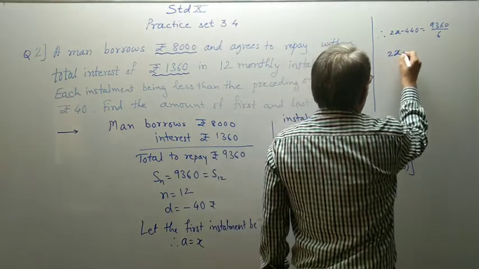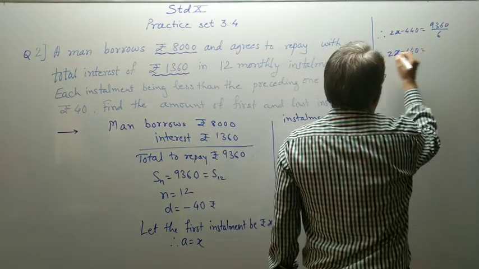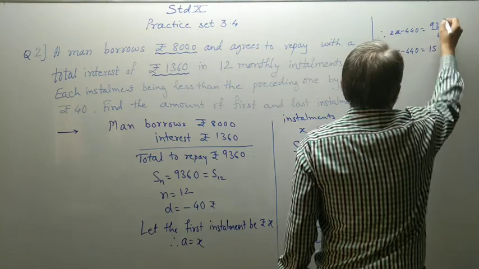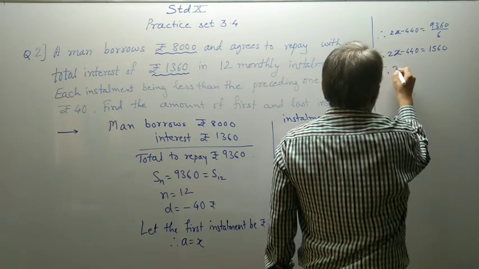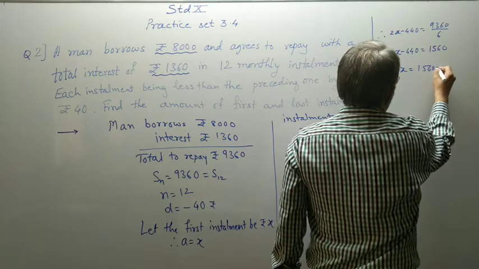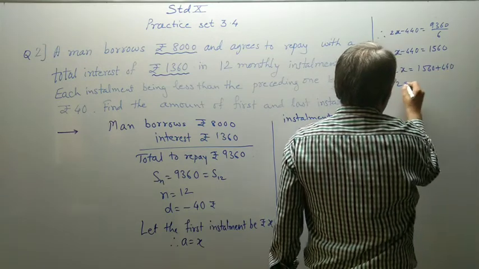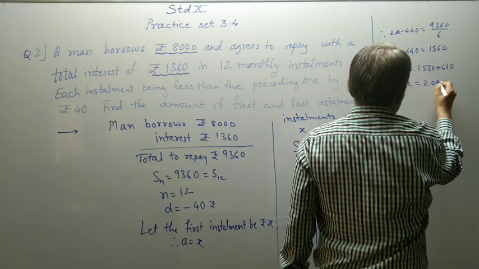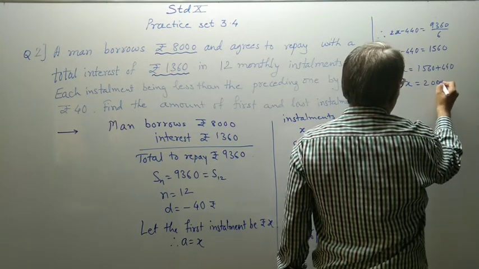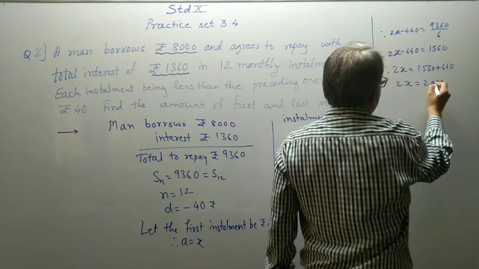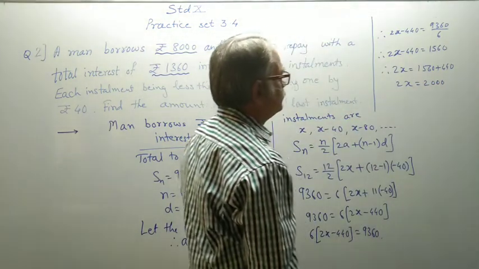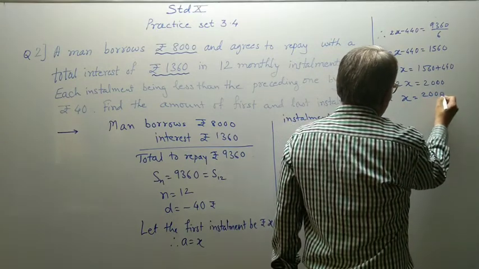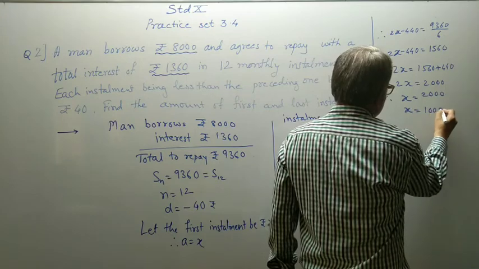2x minus 440 equal to, cancel, 6 1s are 6, 3 remains, 6 5s are 30, 3 remains, 6 6s are 36. So 2x is 1560 plus 440. 2x is 2000. 0, 4 plus 6 10, carry 1, 1 plus 4 5 plus 5 10, carry 1, 1 and 1 2. So x is 2000 upon 2, x is equal to 1000.